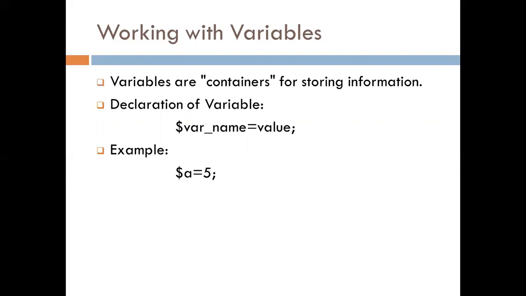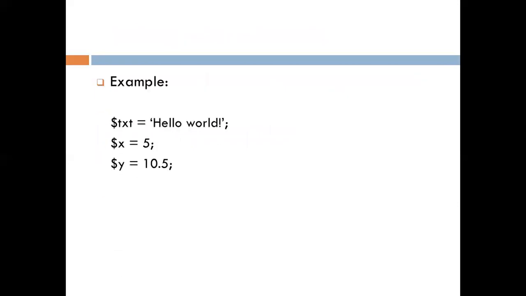For example, $x is equal to 5. So here the variable $x will hold the integer value 5. No need to specify the integer data type. Some more examples: $text is equal to, in single quotation marks, hello world. Here I'm passing a single string, so it means the variable $text will hold the value hello world.